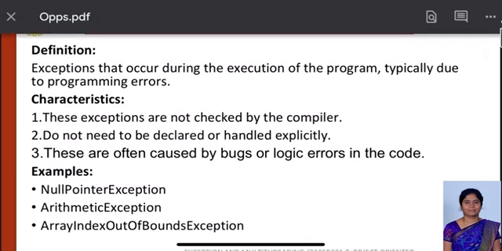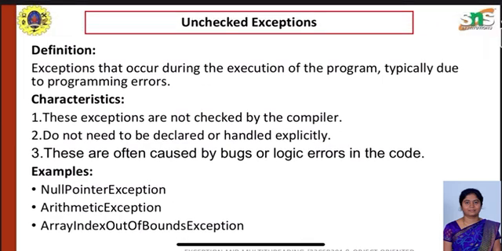Okay, next we can see about unchecked exception. It is an exception that occurs during the execution of a program, typically due to a programming error, which means if the exception occurs during the runtime of the program, it is called an unchecked exception. These exceptions are not checked by the compiler, which means they are not checked at compile time. They only occur during runtime.